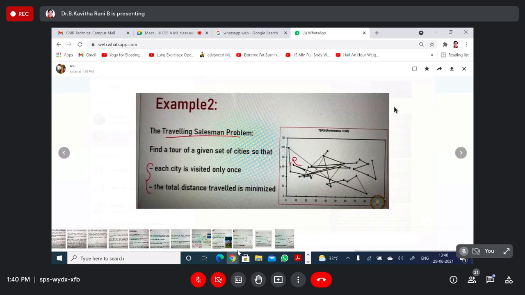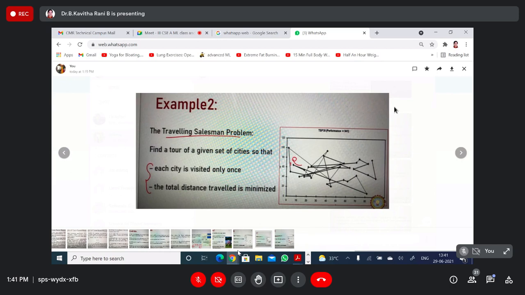Now, if you see, one red dot is there. The salesperson has traveled from there, and he has traveled all the cities, 30 cities. So now what is happening here? The algorithm will calculate the distance between all the cities. So now the data is given to the algorithm.